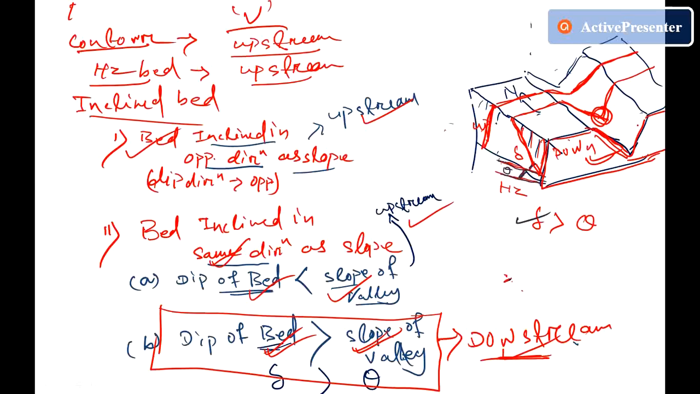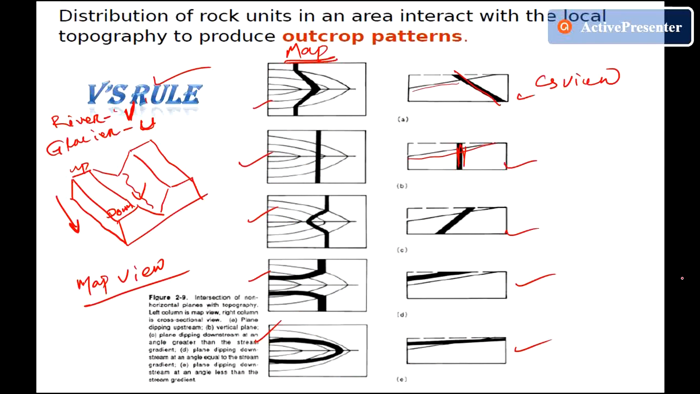Okay. But when you talk about horizontal bed, it will show upstream. When you talk about any bed which is inclined in opposite direction, that will also show upstream. When it is in the same direction but dip is gentler, then also upstream. When dip of the bed is steeper, that is the only condition when it will show downstream V.